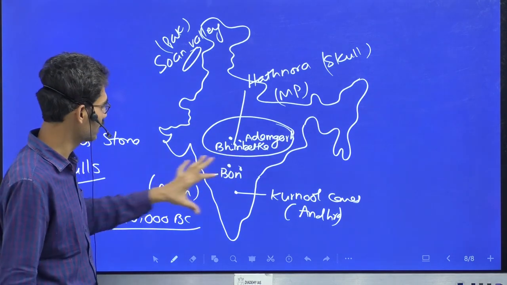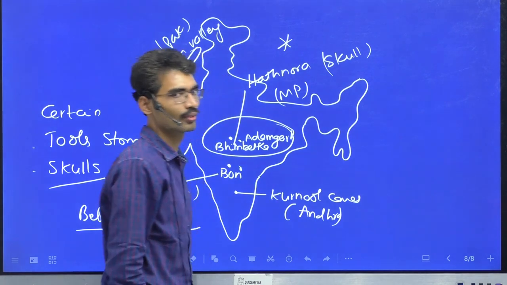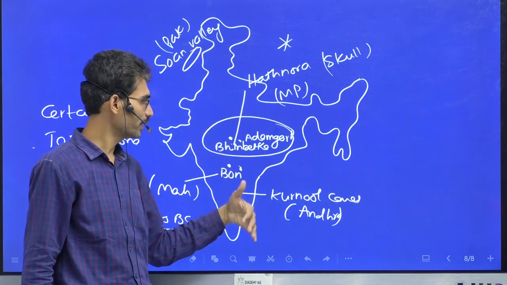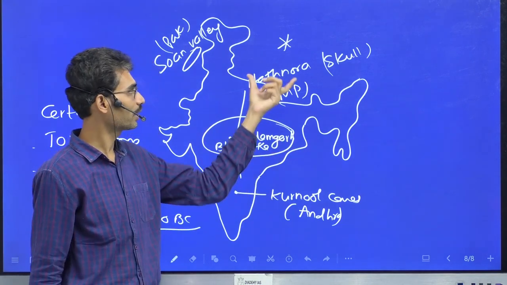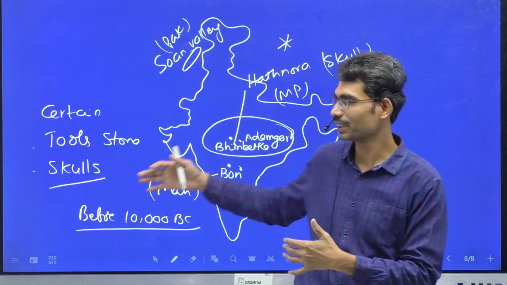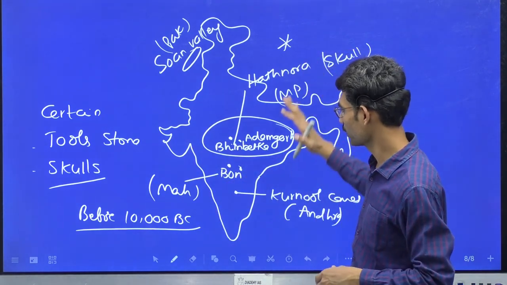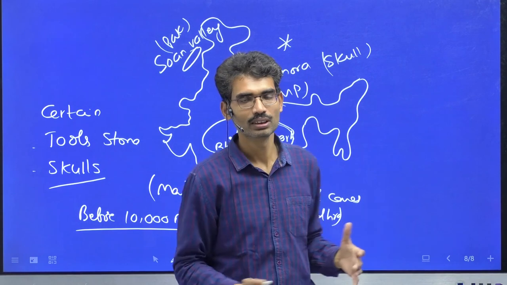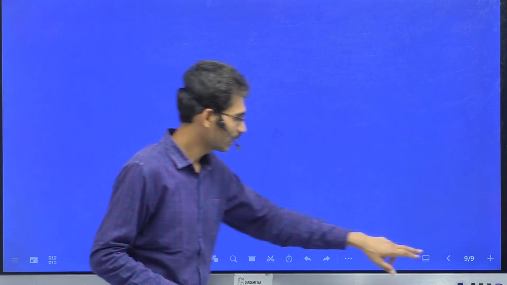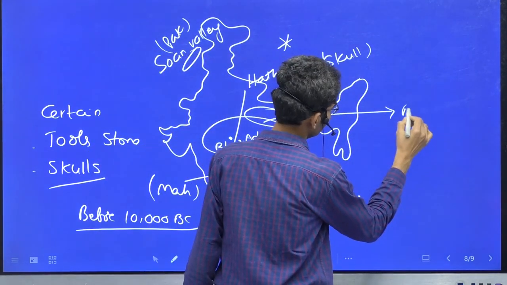So this is what evidence, these are the areas. These are important for prelims point of view. They can ask Bori is match the following, or Bori is associated with Bimbetka, Adamgad, Hathnora. So these are some of the sites. Remaining sites in NCERT, just to go through the map, you will get remaining sites also. These are the important sites which you need to remember, important sites for Paleolithic. Next one, gradually, here there is one more place called Belan Valley.